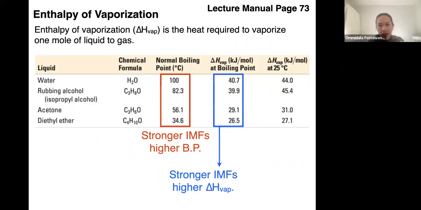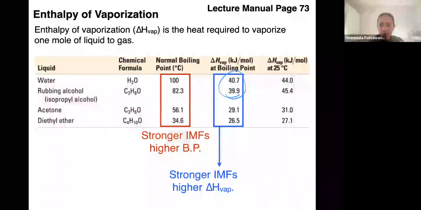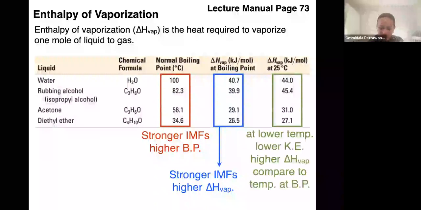Okay, so now if you're looking at the heat of vaporization at boiling point, you will see that again, the stronger IMF is going to have a higher heat of vaporization as well, right? Because it's going to require more energy to overcome those IMF. Okay, so the last one, if you're looking at the heat of vaporization at a temperature that is not the boiling point, because this is at a low temperature, in order to change from liquid to gas, it's going to require more energy than the one that is already at the boiling point.